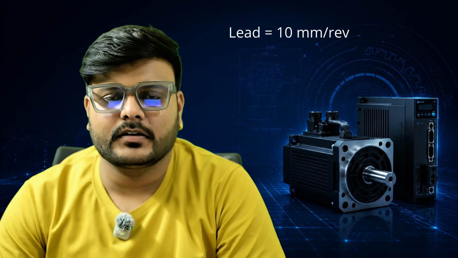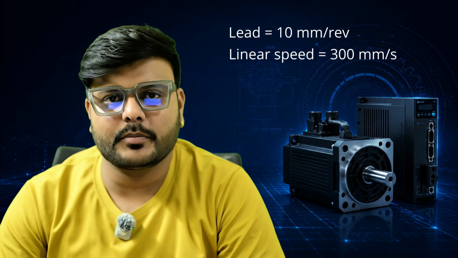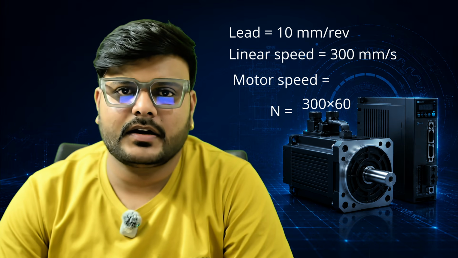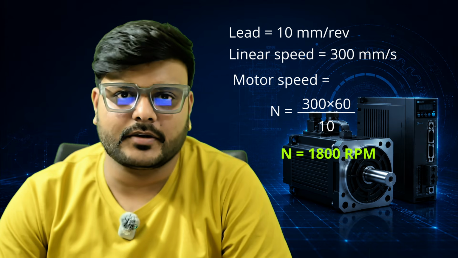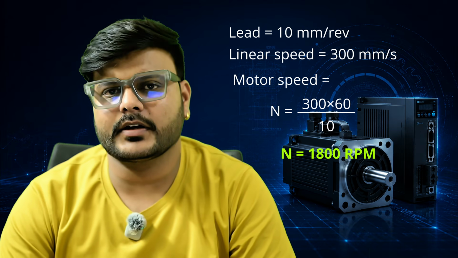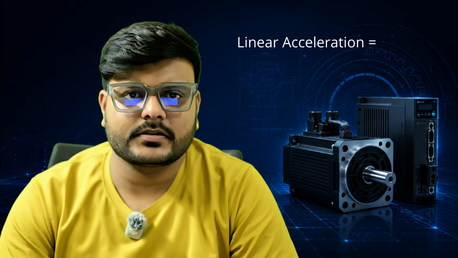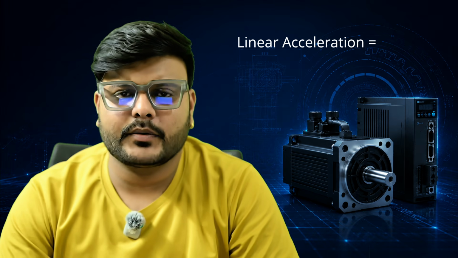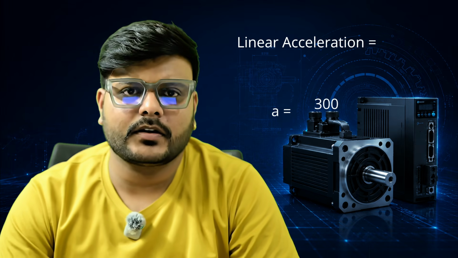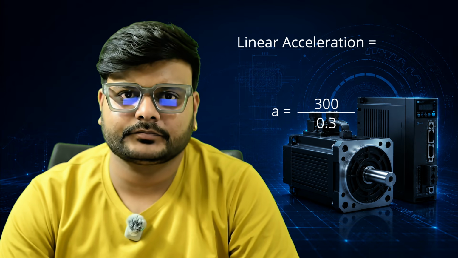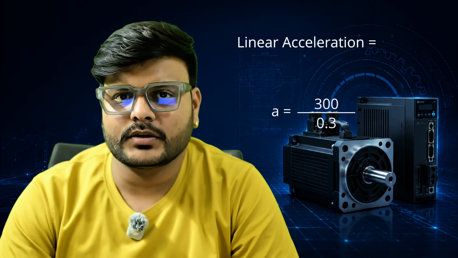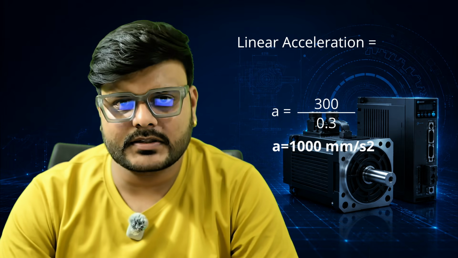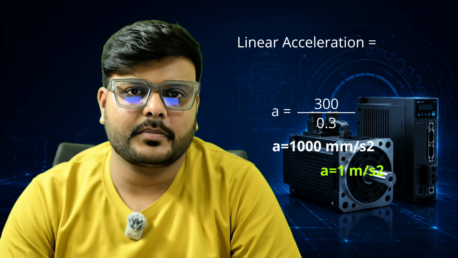Our calculated motor speed: our lead is 10 mm and our linear travel is 300 mm per second. So our motor speed is 300 multiplied by 60 divided by 10, which is 1800 rpm. So we get a required speed of 1800 rpm. Next step is linear acceleration. Our linear speed is 300 mm per second and our time is 0.3 second. So we get acceleration 300 divided by 0.3, which is 1000 mm per second square, meaning 1 meter per second square.